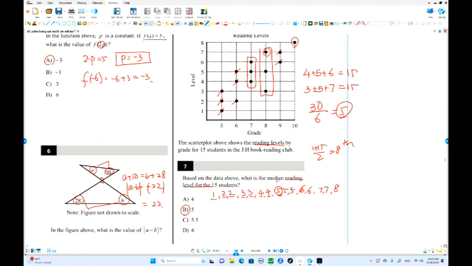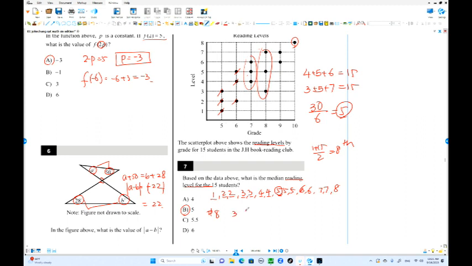Now this is median, okay? They're asking you median. So 4, that's not the average. So we have this one. 3 is the first one, okay? That's number 8, question number 8.